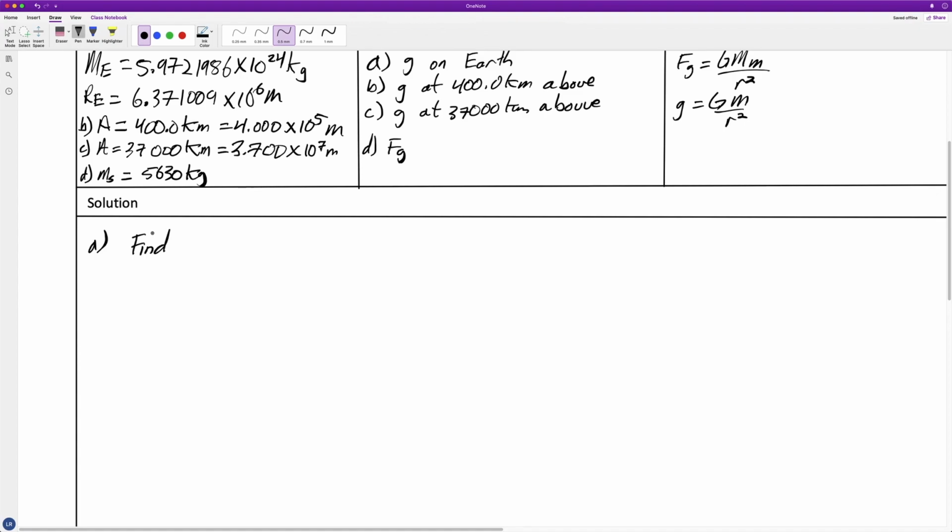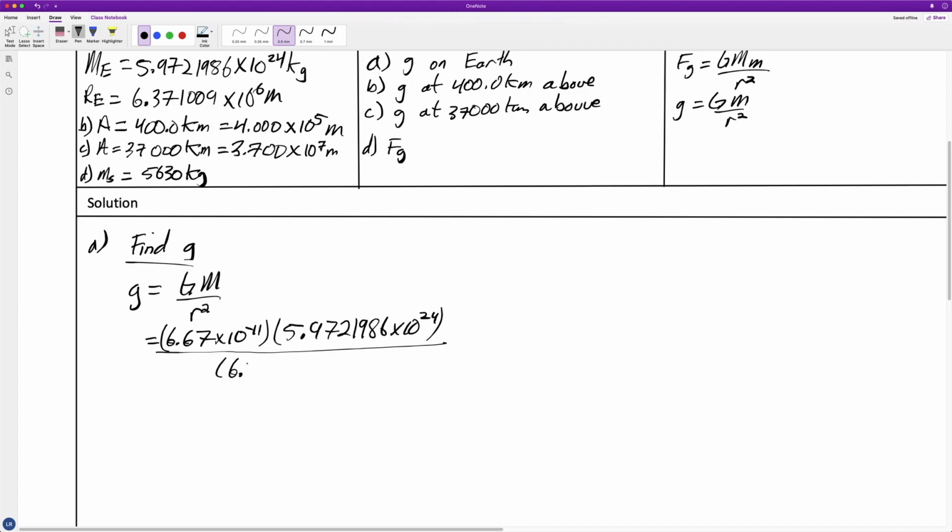So for part A, we're going to find little g. Little g is equal to big G, big M over r squared. 6.67 times 10 to the negative 11. The big M is the mass of the Earth, which is 5.9721986 times 10 to the 24, all over the radius of the Earth, which is 6.371009 times 10 to the 6 meters. Make sure we square that. And that works out to 9.814 meters per second squared.